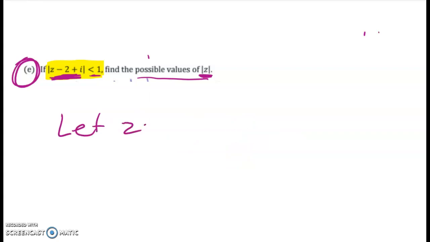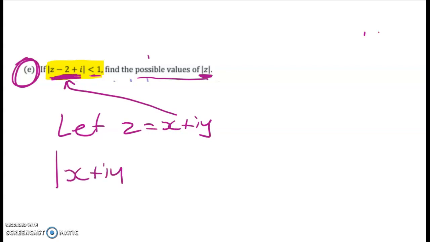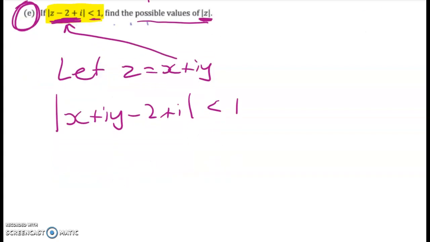So we'll start by saying let z equal x plus iy, and then we're going to substitute this into here. So the magnitude of x plus iy minus 2 plus i is less than 1. Now we're going to group up my real and my imaginary, so the magnitude of (x minus 2) plus i times (y plus 1) is less than 1.